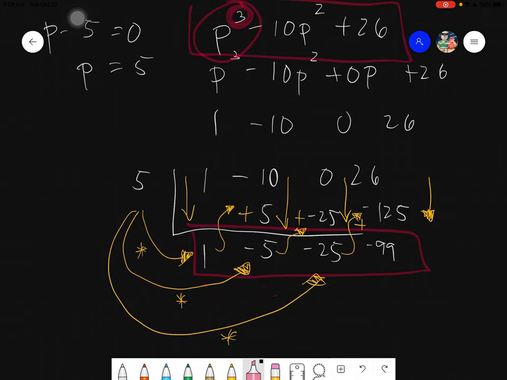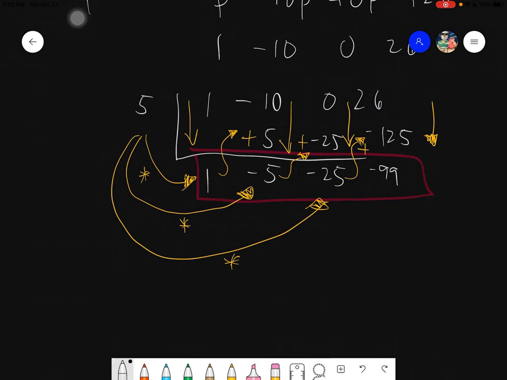So, you assign it to the first. So, you will have p squared. And then, for the next one, assign the next, p. And then, for the last one, p raised to 0, or simply the constant. So, your final answer would look like this. The 1, you assign p squared. The negative 5, you assign p. Then, the last one, you assign p raised to 0, which is, of course, simply 25.